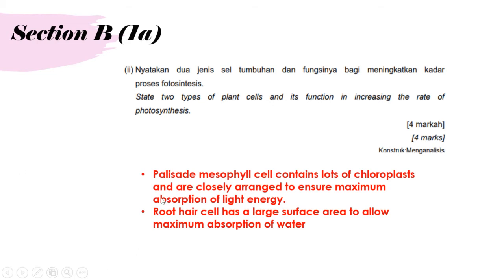So we go to the answer scheme here. Palisade mesophyll cell contains a lot of chloroplasts and is closely arranged to ensure maximum absorption of light energy. For here you can get 2 marks. First, for palisade mesophyll cell, 1 mark: contains a lot of chloroplasts. And closely arranged to ensure maximum absorption of light energy, another 1 mark. So in this sentence, 2 marks.